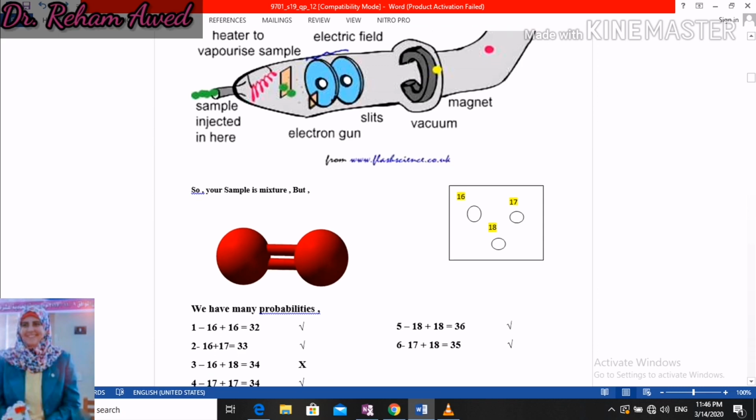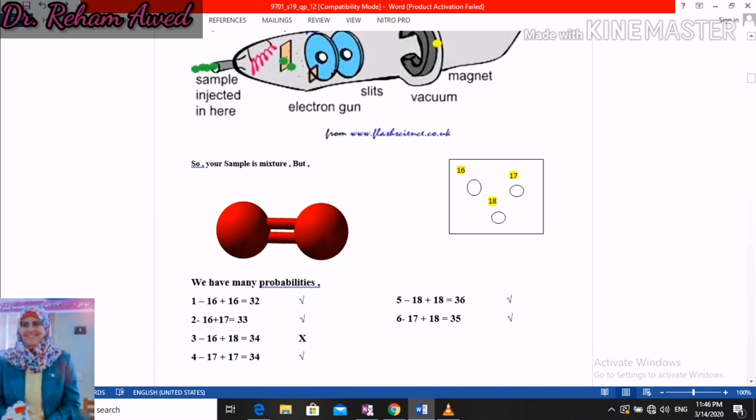Second one, we can have 2 oxygen atoms, one of them is 16 and the other one is 17. Total is 33. So, of course, we have different mass in the mass spectrum peaks. The other one is 16 plus 18 equals 34. Okay. And then we have 17 plus 17 equals 34. It is different mass in the mass spectrum peaks. The other one, 18 plus 18 equals 36. And at last, 17 plus 18 equals 35.